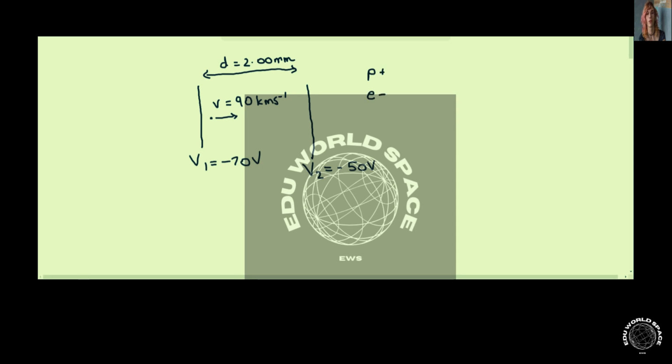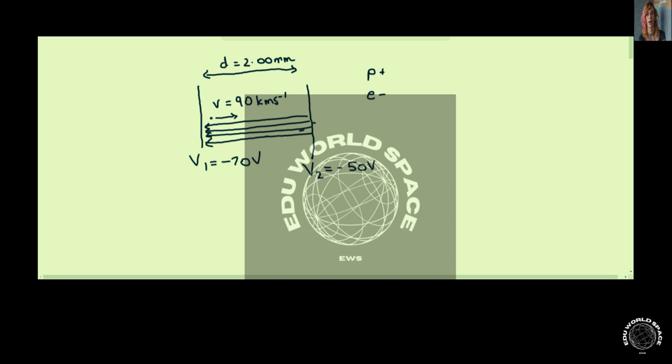Now we can do this by drawing the electric field lines between these two parallel plates. Note that the electric field lines go from a region of higher potential to lower potential, so they'll be going in this direction. That means the net force on a positively charged particle will be in this direction.